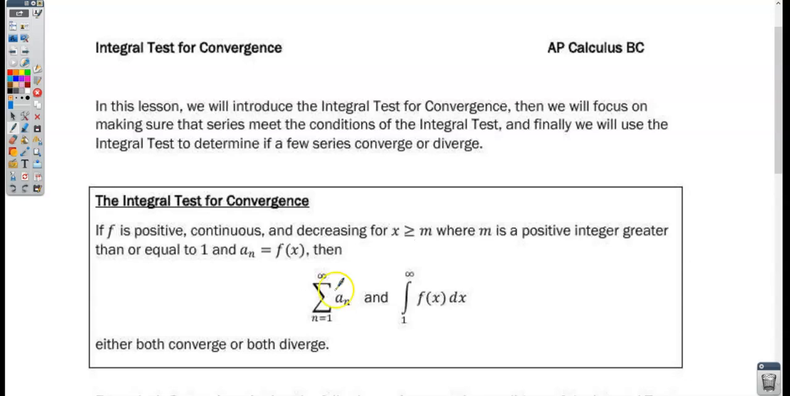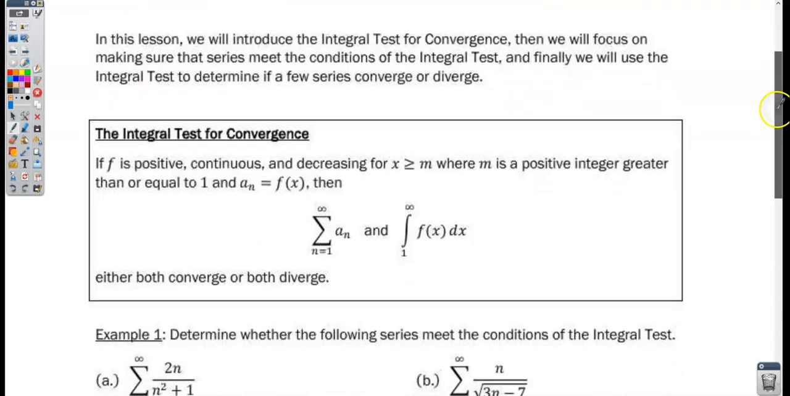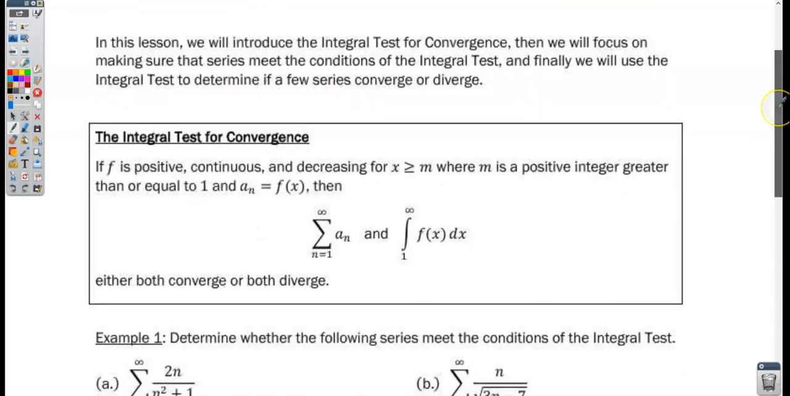But this connection exists between the two, where either both converge or both diverge. And so if we want to find whether this series converges or diverges, and we're capable of finding whether this integral converges or diverges, we can use the behavior of this integral to determine the behavior of this series, and vice versa. This is not one of my favorite tests, but it does help us in a few situations. And so we're going to carry on and take a look at it.